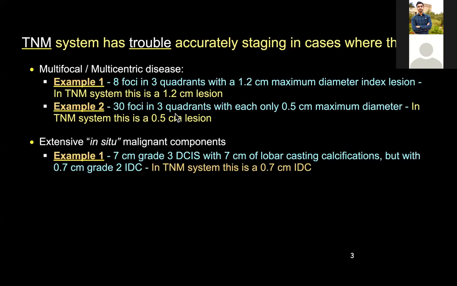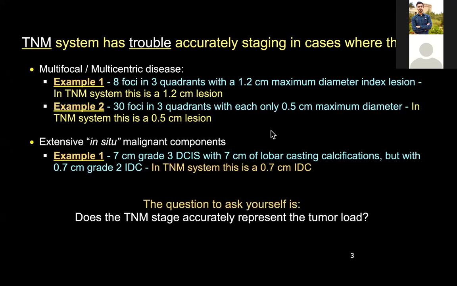The other place the TNM system falls down is with extensive so-called in situ or DCIS components. So let's take an example there of a 7mm grade 3 DCIS with 7 centimeters of lobar distributed casting calcifications or linear branching calcifications. But there's also a 0.7 centimeter grade 2 invasive ductal cancer. In the TNM system, that's a 0.7 centimeter cancer. Well, what we're going to show you, and this is Laszlo Tabar's theory, is that many of these DCISs are actually stem cell invasive duct forming cancers.